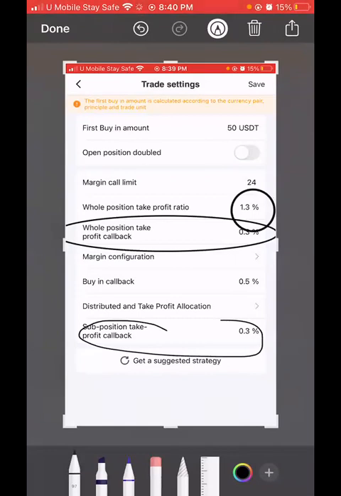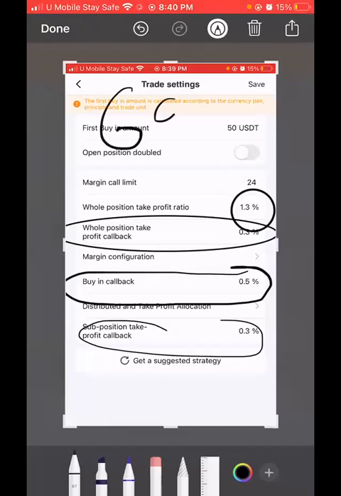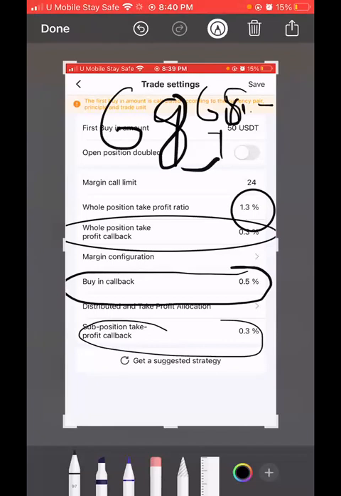Okay. So now, what does this mean? Buy in callback. What does it mean? Now, this is what it means. Let's say Bitcoin is at 68,000 and you buy, and Bitcoin makes profit at 68,000. You now ask your bot, don't buy the same Bitcoin at that same 68,000 where you took your profit. You ask the bot, exercise patience. Once this market drops 0.5, buy again.